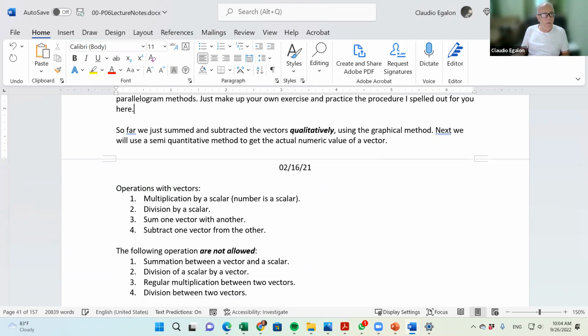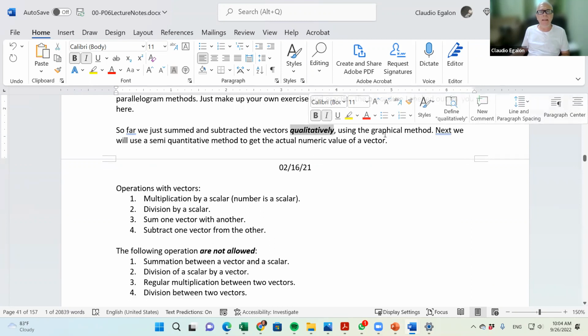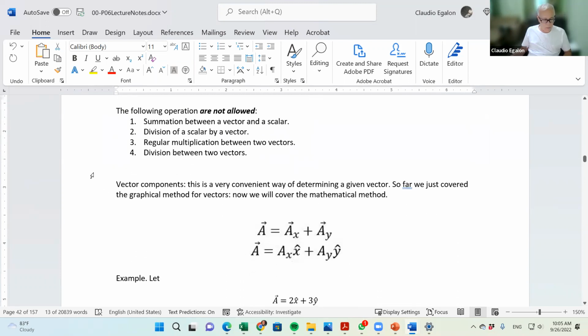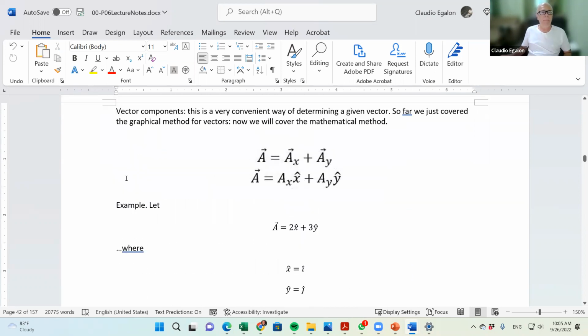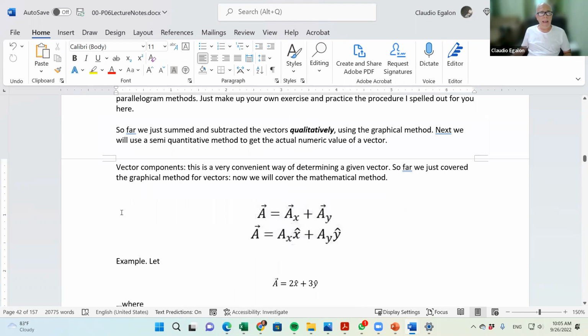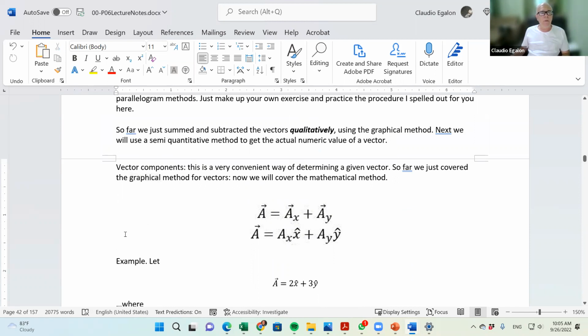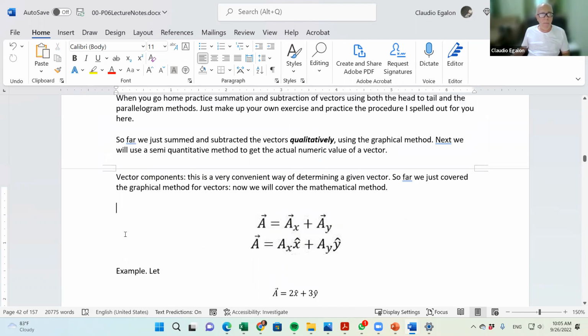So don't forget, what we did so far is just a qualitative graphical method to sum and subtract vectors. Okay. So what we're going to see next is the use of semi-quantitative methods to get the actual numeric value of a vector. Okay, so here we go. We don't need that anymore. Okay, I like this method. This is a way of mathematically determining the resulting vector when you sum two different vectors.